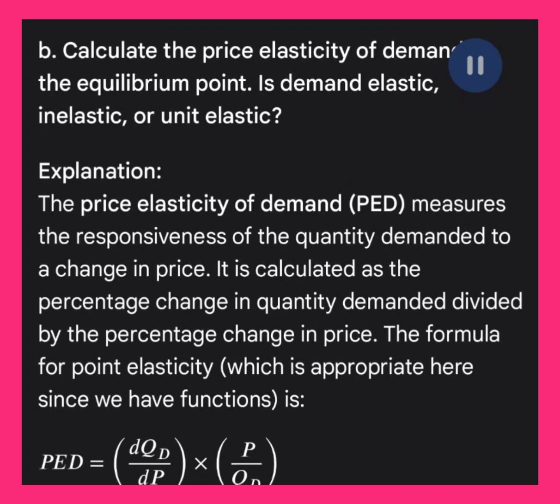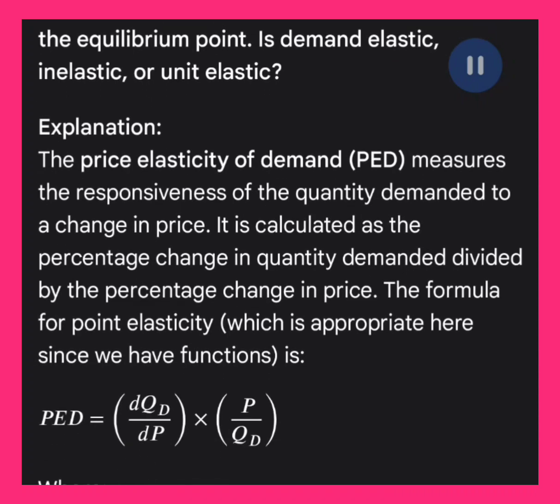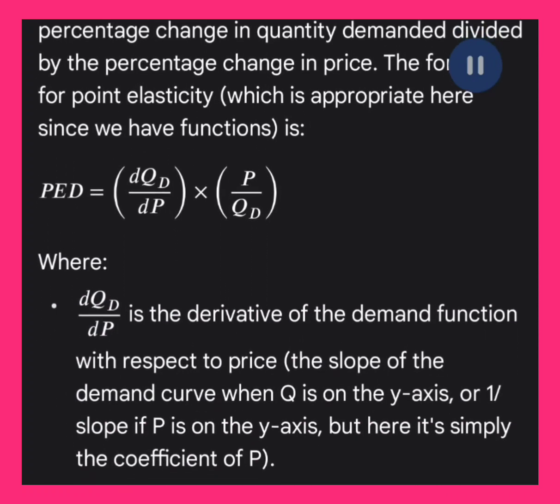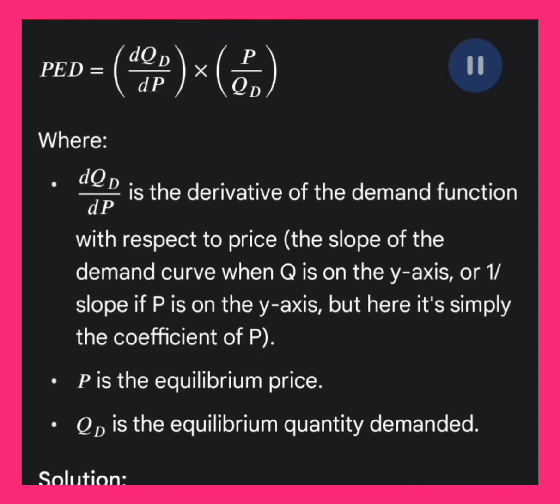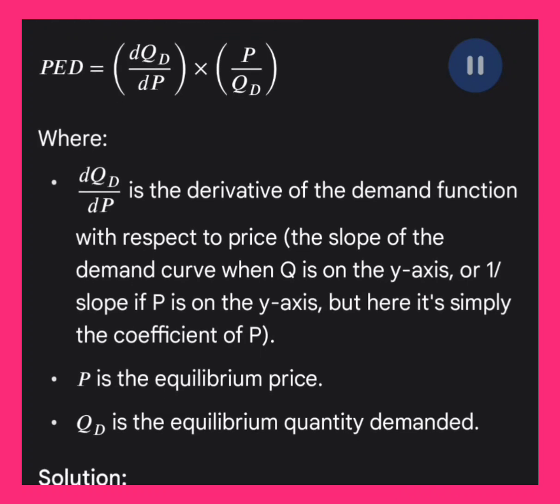The formula for point elasticity, which is appropriate here since we have functions, is PED equals dQ/dP times P/Q_D, where dQ/dP is the derivative of the demand function with respect to price. The slope of the demand curve when Q is on the y-axis, or 1/slope if P is on the y-axis, but here it's simply the coefficient of P. P is the equilibrium price. Q_D is the equilibrium quantity demanded.